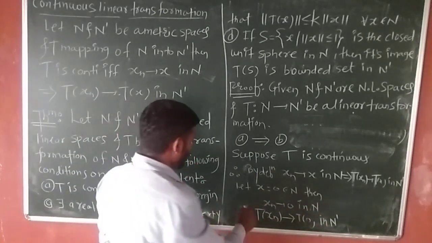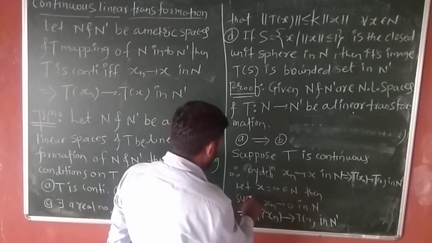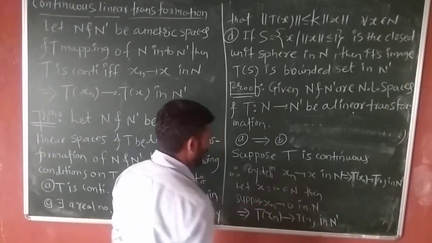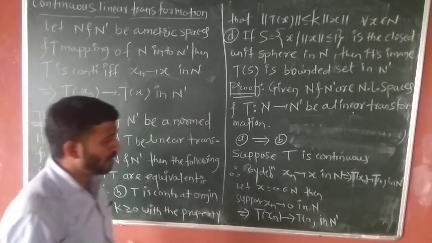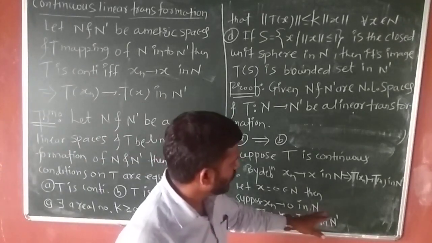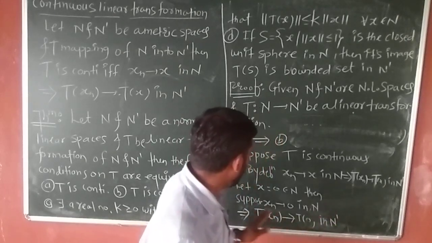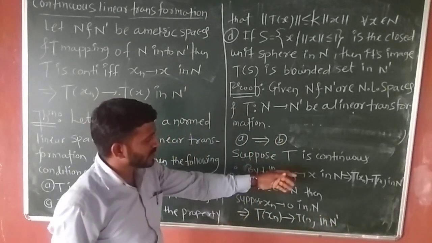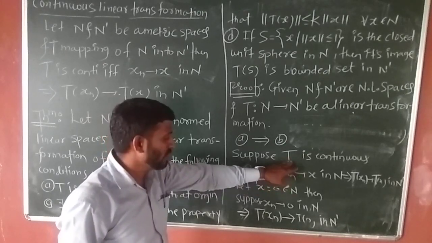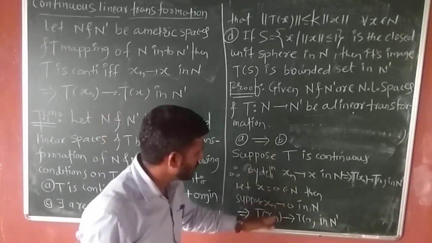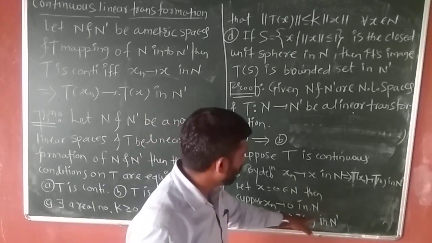Suppose x_n tends to 0 in N. What do we have to show? We have to show T of x_n tends to T of 0 in N dash. We are already given that the condition of continuity is satisfied by this transformation. So we can take from this that T of x_n tends to T of 0 in N dash.